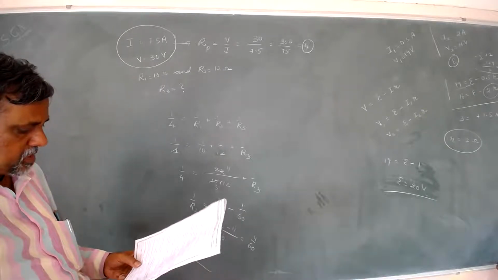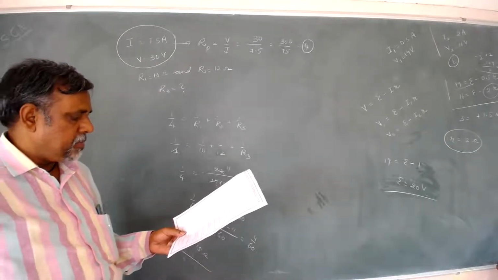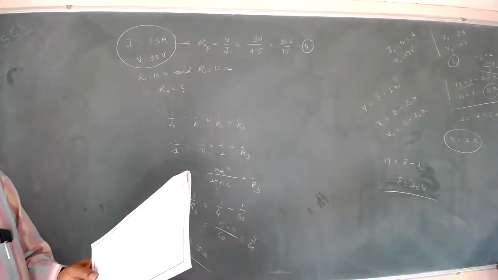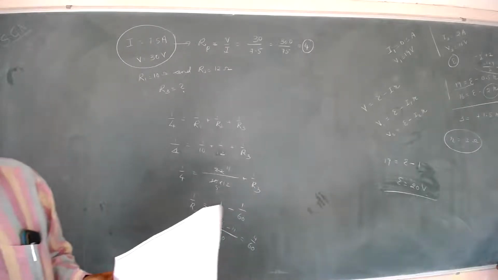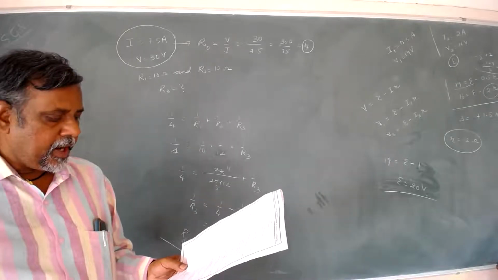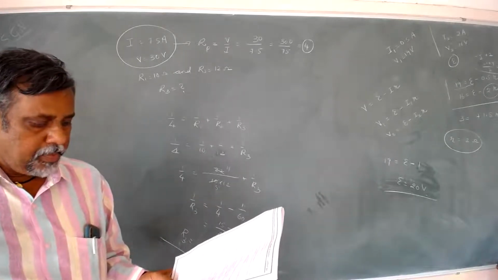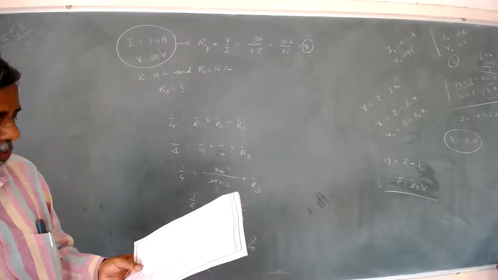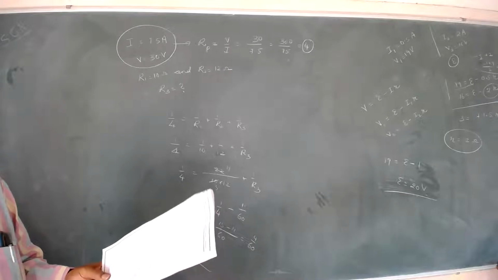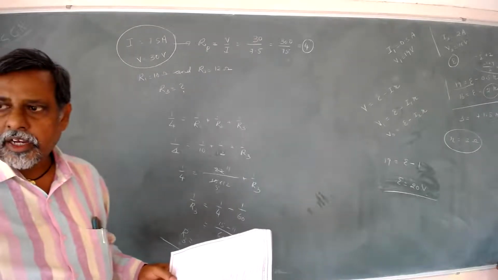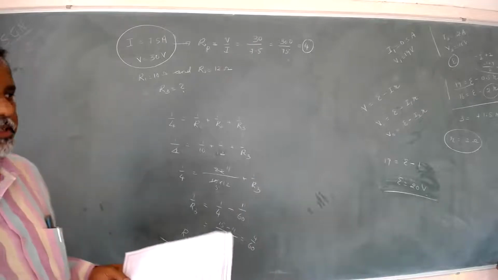Right, next. Two cells A and B are connected in series, each having an EMF of 1.5 volt. The internal resistances of A and B are 0.5 ohm and 0.25 ohm respectively. Determine the circuit current.